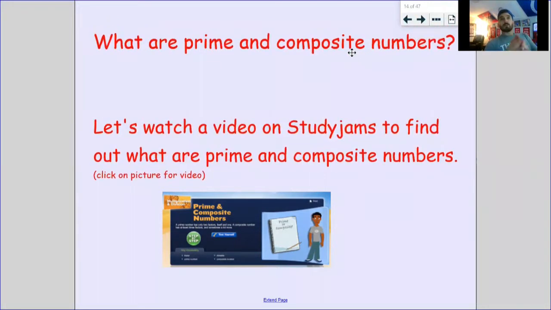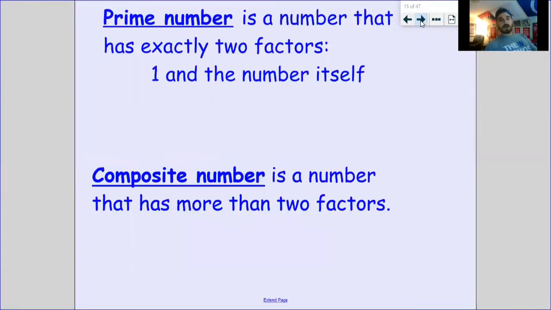But I really like that we're doing this today because it's also a really good review for what we did yesterday with factors, because obviously the factors are important when it comes to determining whether a number is prime or composite. So when we're talking prime numbers, again, same definition I've been telling you in the videos. It's just a number that has exactly 2 factors. And we know that those factors are always going to be 1 and itself.